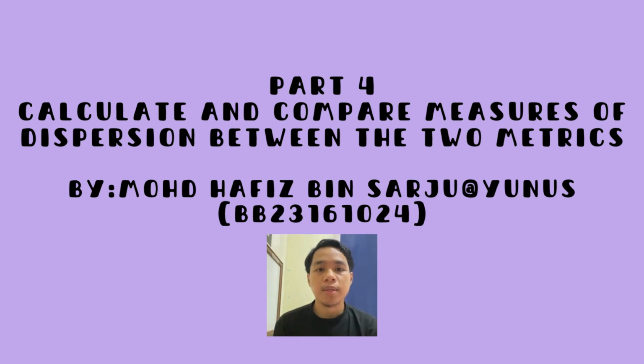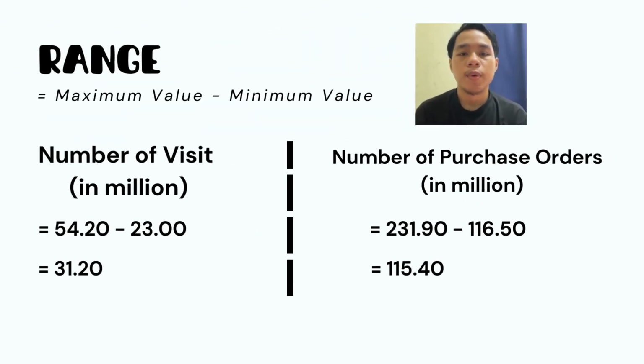Next, I will be explaining my part, that is part 4, calculate and compare measures of dispersion between the two datasets of the two metrics. First, we will find the range value, which is the maximum value minus the minimum value. So for the number of visits, 54.20 millions minus 23.00 millions equals 31.20 millions.